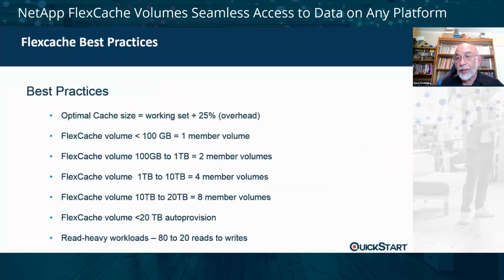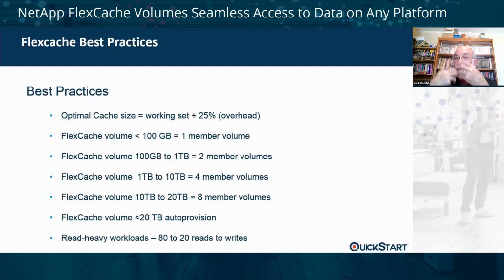So I need to understand that I'm working with a certain subset of that data. And so I have to be able to estimate what the working set is. We have some tools where we can do that. And then you take that working set, there's going to be some metadata overhead and such, probably about 25%. So you take the working set plus 25%, and that gives you a pretty good idea of how big that cache should be. Remember that the cache volume is a FlexGroup volume.